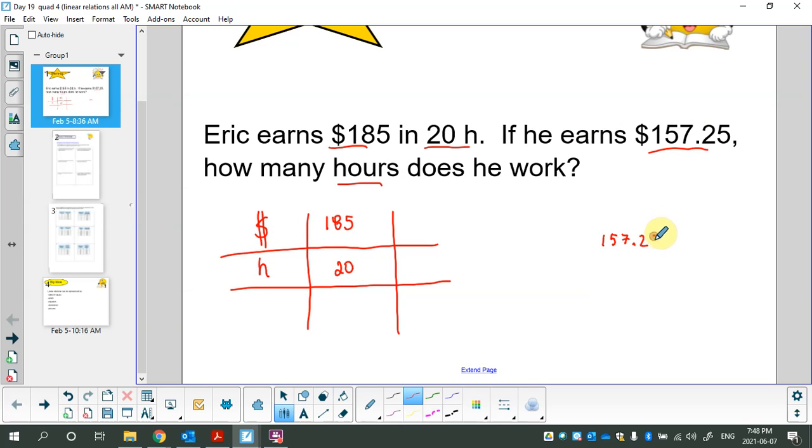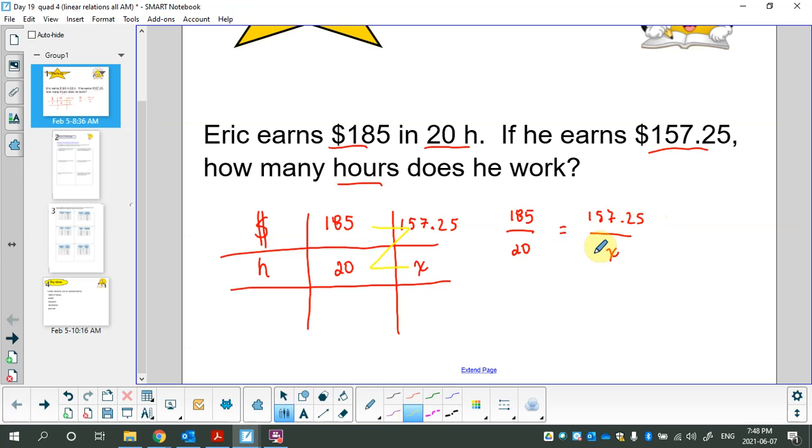Then this number, 157.25, has to fit in one of the two remaining boxes. For this particular question, we should fit it here, because $157.25 is a dollar figure, not hours. So we put that here, and the remaining box is filled with an X. Now, some people are going to want to take 185 and put it on top of 20 outside the chart, equals 157.25 over X outside the chart.